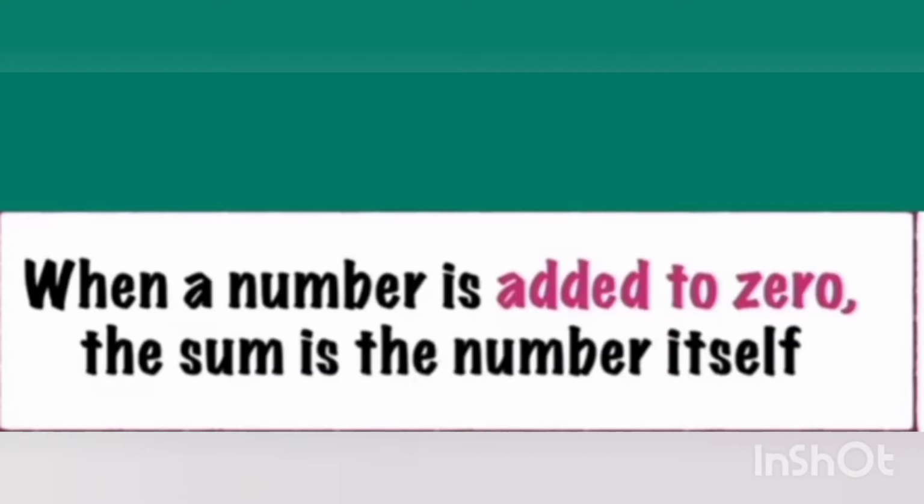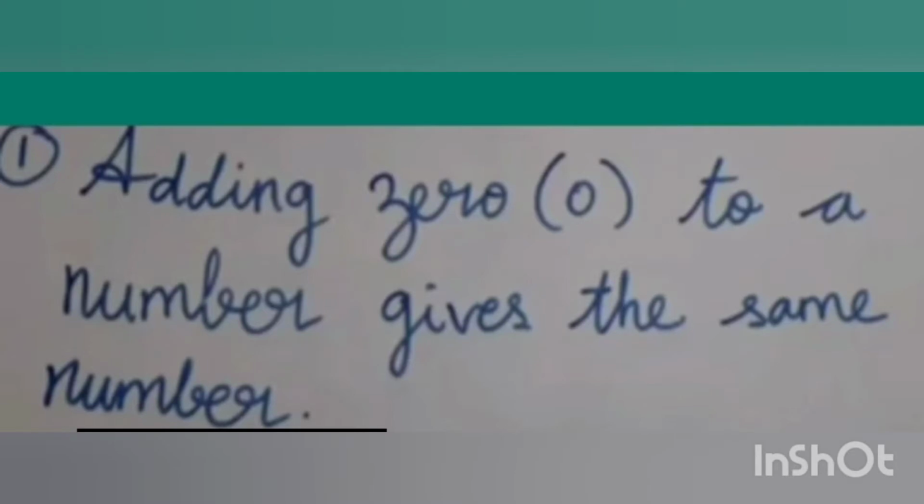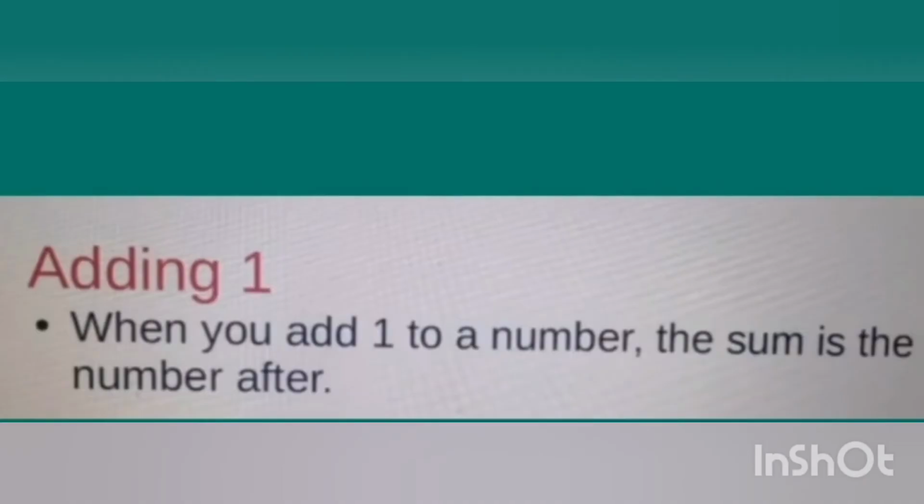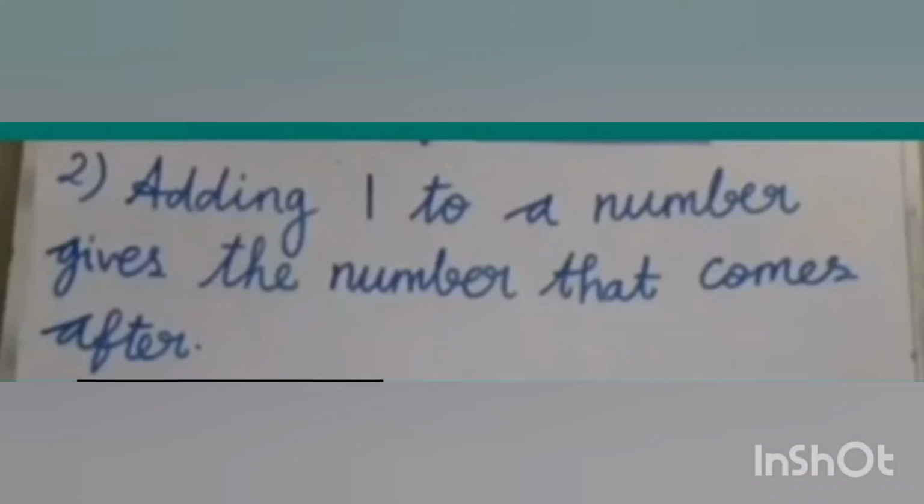First property is when a number is added to 0, the sum is the number itself. Or you can say adding 0 to a number gives the same number. This property is called property of 0. Second property is adding 1. When you add 1 to a number, the sum is the number after. Or you can say adding 1 to a number gives the number that comes after.